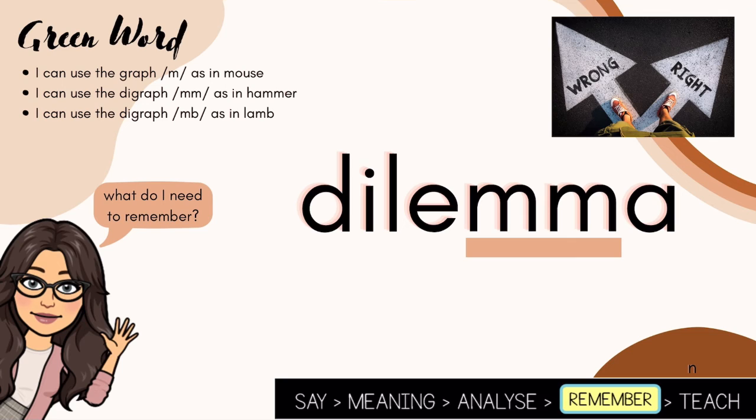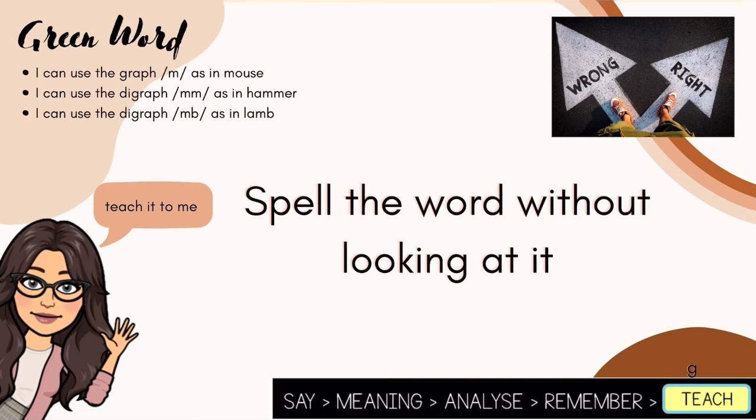What part of the word dilemma do you need to remember? Perhaps it is the digraph MM making the m sound. It might also be one of the other letters, as in the I, which is making the i sound instead of its usual I or I. Or it could be the graph A, which is making that uh sound. So dilemma, D-I-L-E-M-M-A. Okay, have a turn at spelling the word dilemma without looking at it. You'll be able to mark your writing on the next screen.